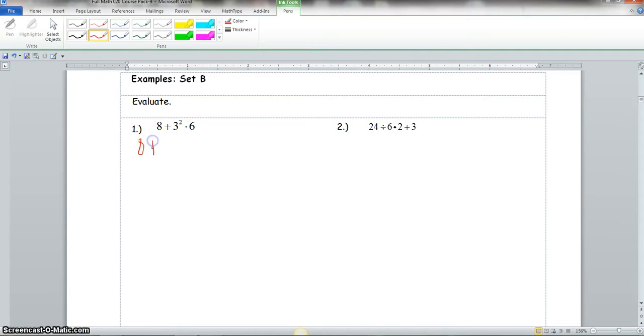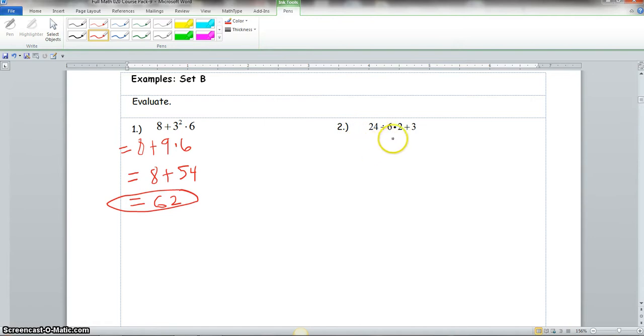So we will have 8 plus 3 to the second power, which is 9, times 6. Now we're left with addition and multiplication. We know multiplication is our third step, addition is our fourth step. So we would do the multiplication first. So we will have 8 plus 9 times 6 is 54. So now we have 8 plus 54, which is 62. And that is our final answer for number 1.